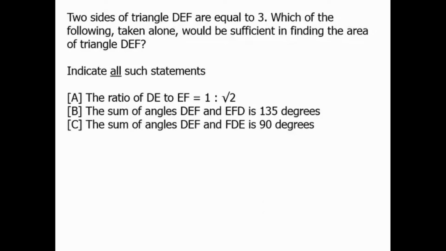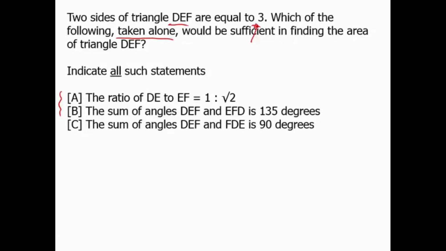In this question, we have triangle DEF, and we know that it has at least two equal sides, and those sides are equal to 3. Which of the following taken alone would be sufficient in finding the area of DEF? It's important that taking these alone, so don't try to combine information from more than one of these.